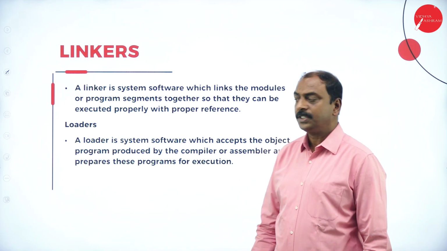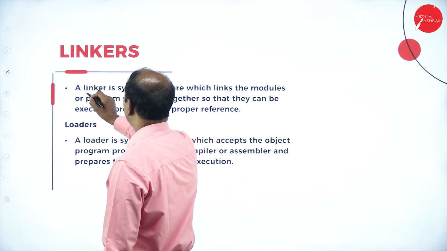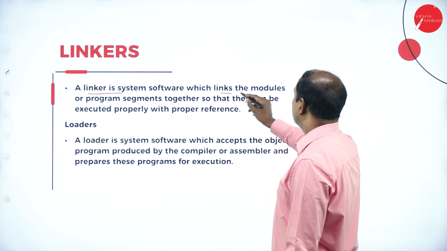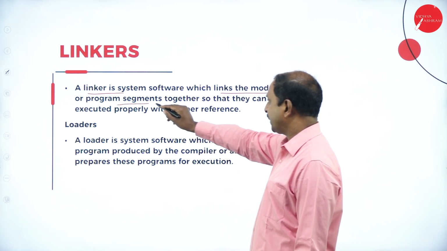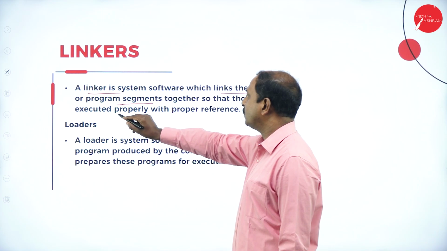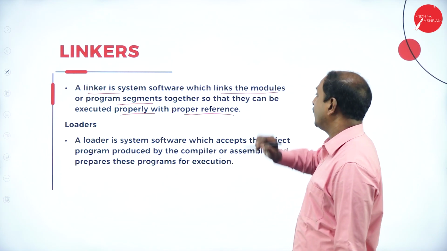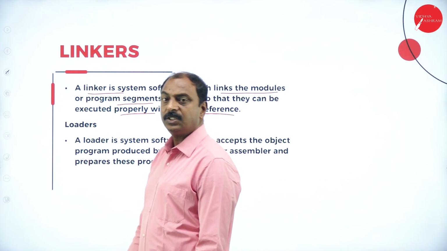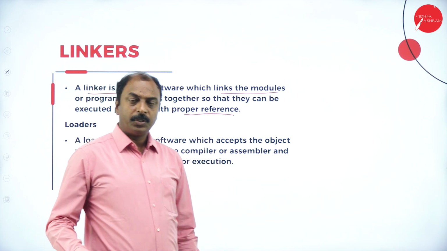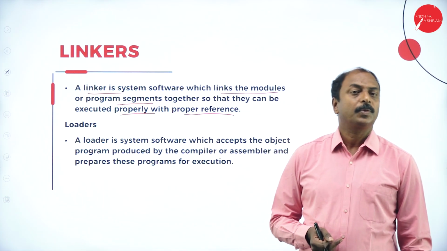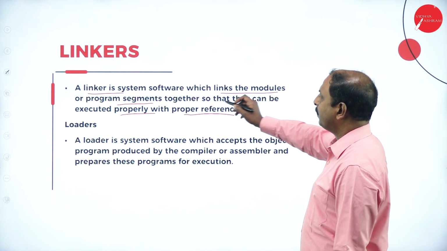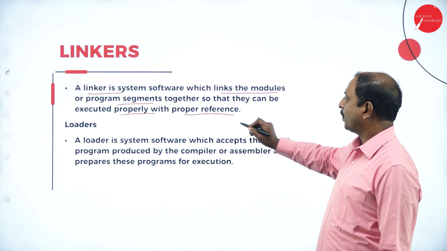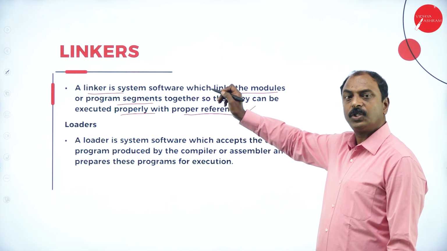Now let us see another definition. One is linkers. So what is a linker? It is a system software. A linker is a type of system software which links the modules of the programs or program segments together so that they can be executed properly with proper reference. What is the meaning of this? Now if we talk about a computer program, it consists of so many modules. Modules are programming constructs and so many programming codes. So it is going to combine or link different modules and different programming segments together for the proper execution of the program. That is the function of linkers.